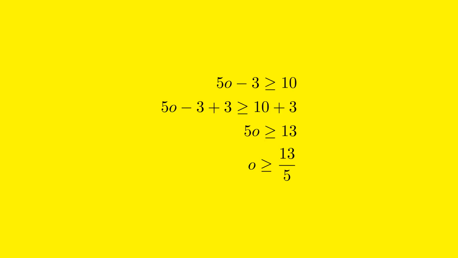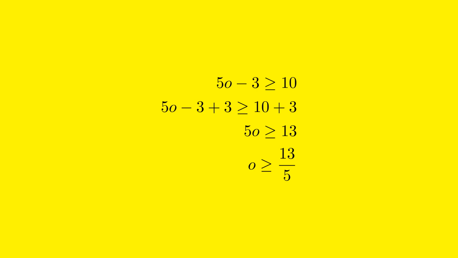To solve the inequality 5o minus 3 greater than or equal to 10, we start by isolating the variable term on one side of the inequality. In this inequality, the variable term is 5o. To isolate 5o, we need to get rid of the minus 3 that is being subtracted from it. We can do this by performing the opposite operation of minus 3, which is addition. Specifically, we will add 3 to both sides of the inequality.